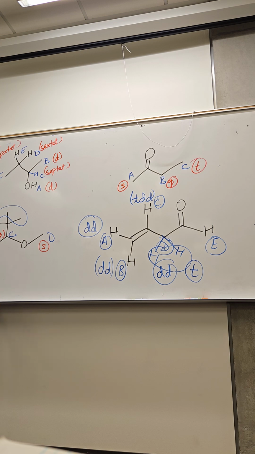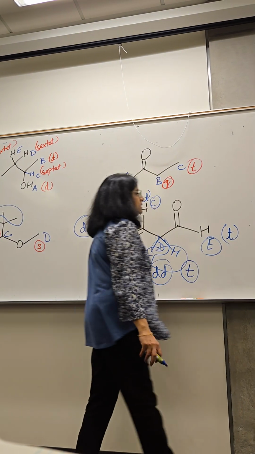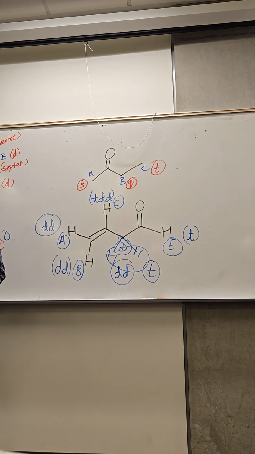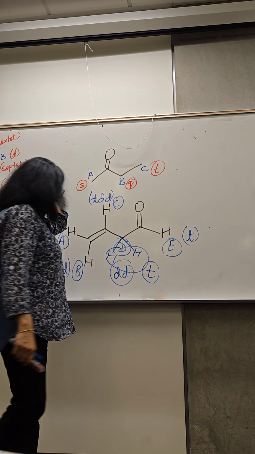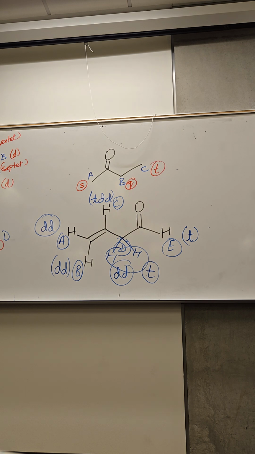What about E? Triplet. Sounds okay? Everybody? Okay, let's go to the next one. How many signals? 5 signals. I heard 5 signals, so let's see. So A, B, C, D, and E. Did I get that right?